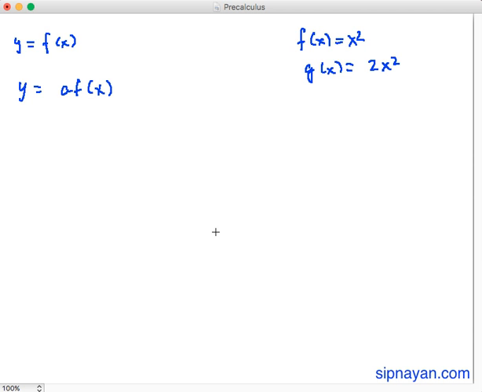And in the previous video, we looked at the relationship of the function y equals f of x to the function y equals a times f of x, where a is a constant. For example, our f of x here is x squared, and if a is equal to 2, we get 2x squared. So our a is 2 and our f of x is x squared. For a times f of x, we substitute a, which is 2, and then substitute f of x, which is x squared.